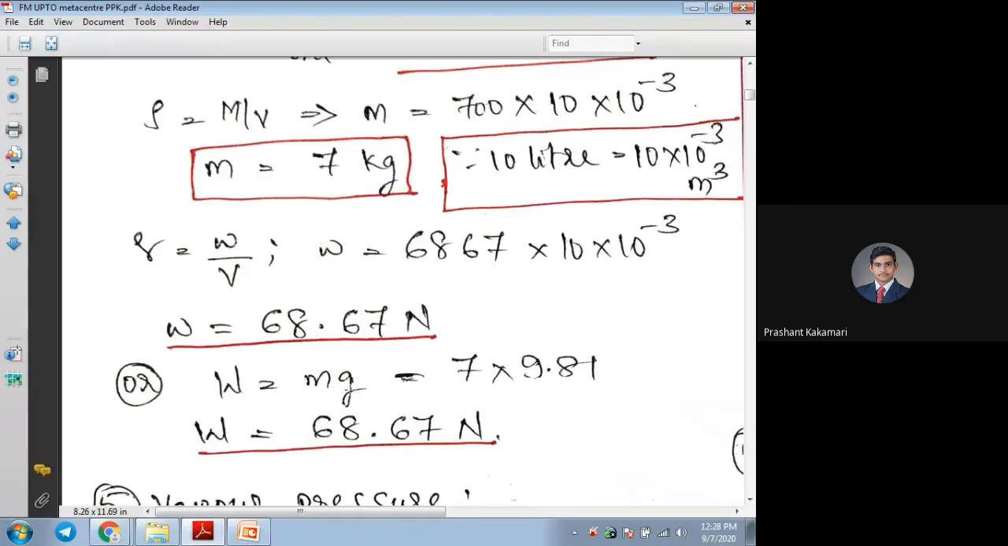One by the general method. The weight of our body is how much? Mass into gravitational force. That is our weight. Then mass, if you want to find out of the given body, what to do is you have to divide weight by gravitational force. That becomes the mass of the body. So just practice it on the paper.